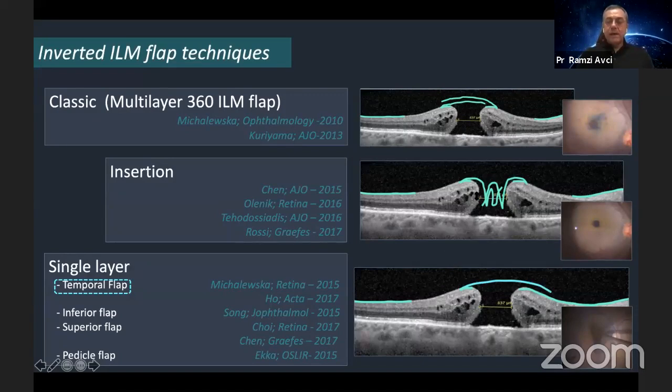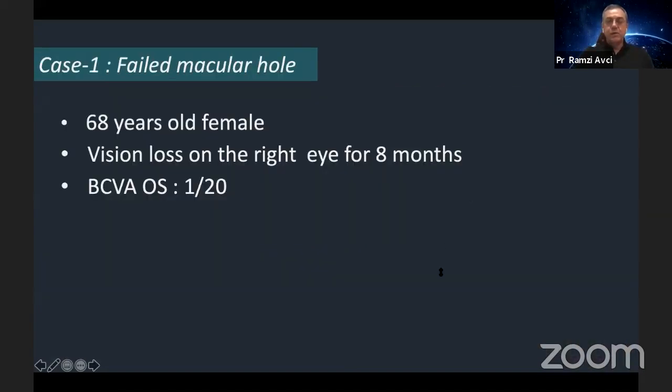So in my case, I will present several cases with different etiology and challenging macular hole cases. In all of these cases, I focus on the single layer inverted flap technique, and I will share the details and tricks of this technique. The first case is a failed macular hole.